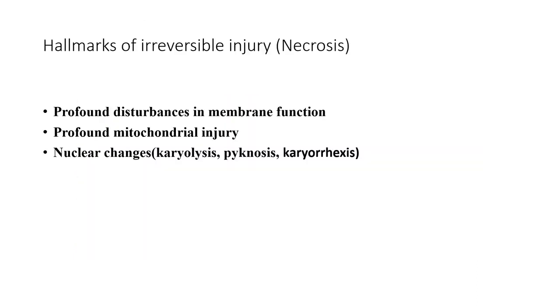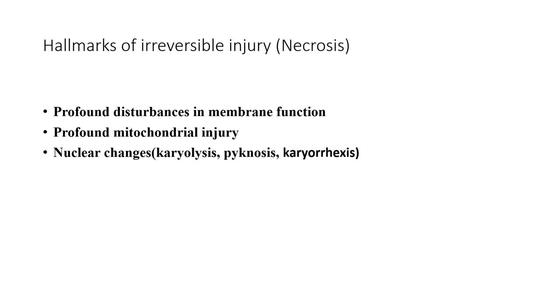Now, the hallmarks of reversible injury, as we said, are the cellular swelling and the fatty change, and the cell membrane is intact. This is very important. But the hallmarks of irreversible injury, which we call necrosis, are three. The first one is profound disturbances in the membrane function. The membrane function is lost, and the membrane integrity is lost. So there is rupture of the membrane.